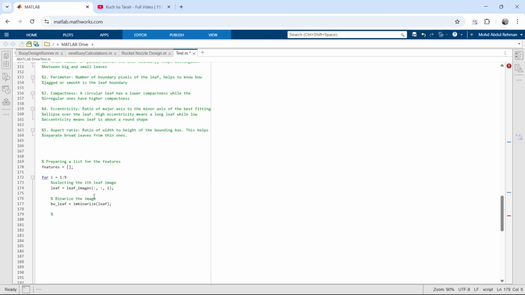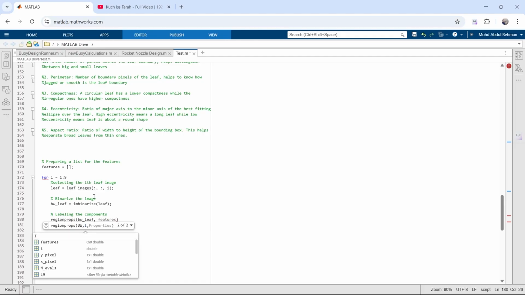Next, labeling the connected components. These are basically the features. Why connected? Because they may have some correlation with each other. So we can call it labeling the components or features. And how do we do that? We will use the function regionprops of BW leaf, and the parameters or features we want, we are going to mention.